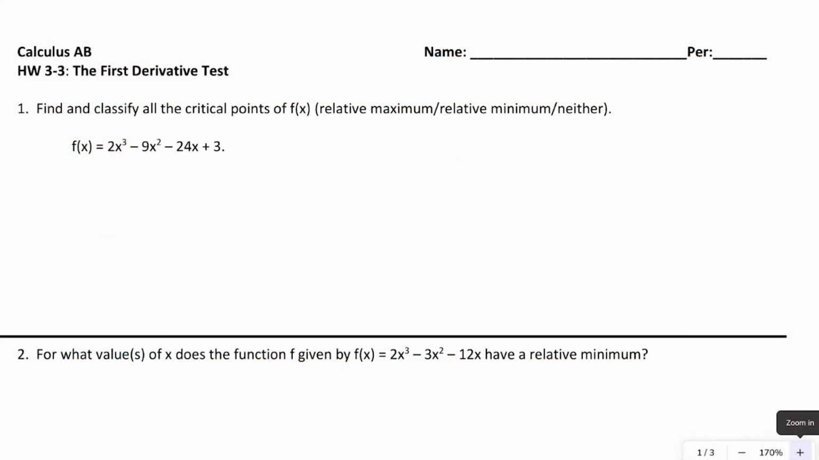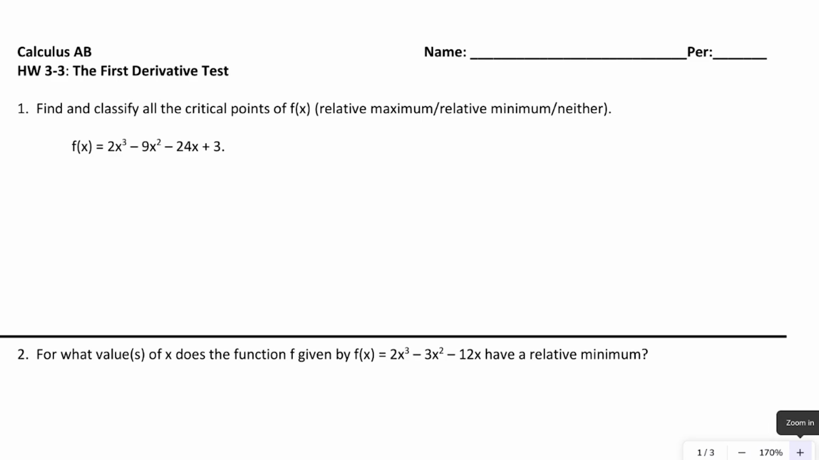Hey, y'all, welcome back. Tonight we're working with the first derivative test. What the first derivative test does is it gives us a tool to help us use the derivative to find information about the original function. Specifically, it helps us find where the graph is increasing or decreasing and where the graph of the original function has local extrema. So number one says find and classify all the critical points.